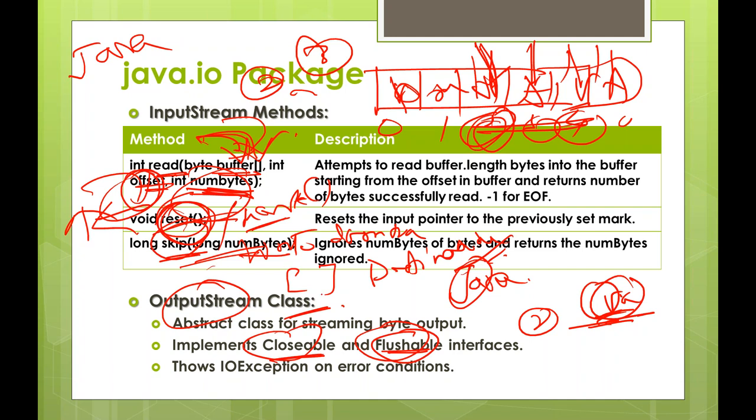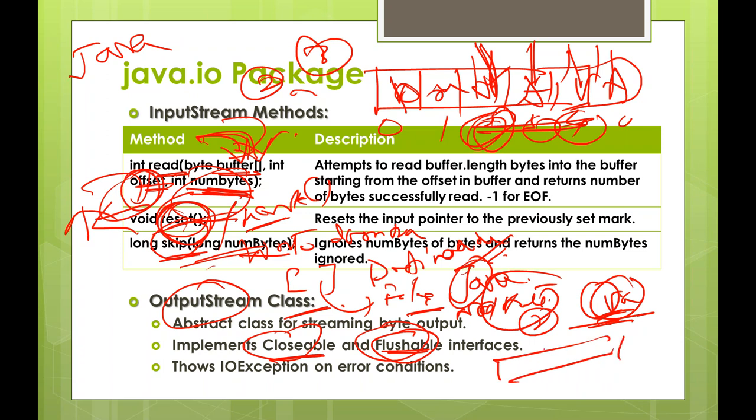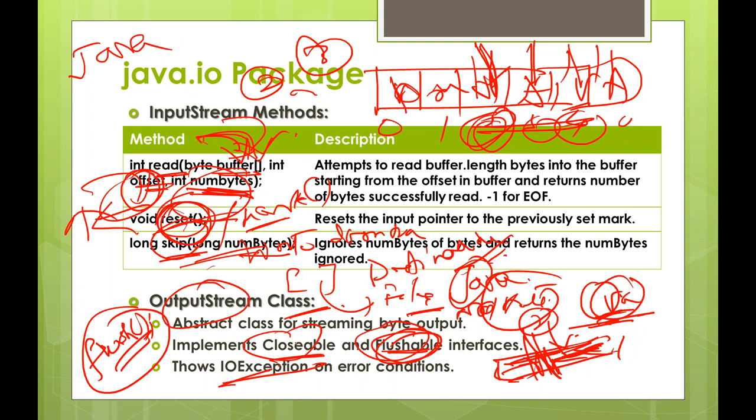Flushable means it finalizes your output stream state, because everything will be cleared, the stream itself will be cleared. Sometimes what happens is you have a stream, you have read something, but some things are left out. Either something happens and an IO exception occurs, and the state will be invalid. In such scenarios, it is always advised to use flushable. Flushable is an interface which defines the flush method, so you can use it. Your output stream throws IO exception for error conditions.